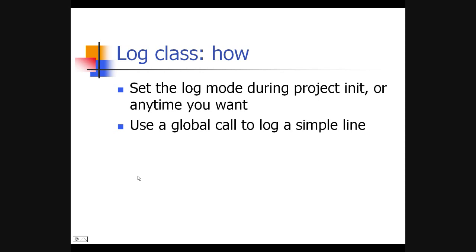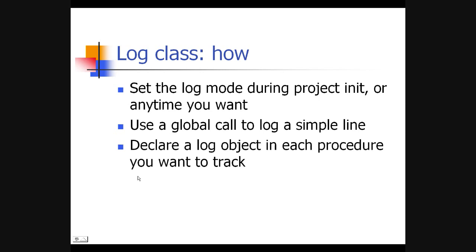In order to log a simple line, you will use a global call, and if you don't know what a global call is currently, it doesn't matter. You will just have to learn the syntax to use. There's nothing to it, and then you'll copy and paste it everywhere. For those who know what a global call is, it's just because this allows you to log even before declaring any log object. So everywhere in the project, log is available.